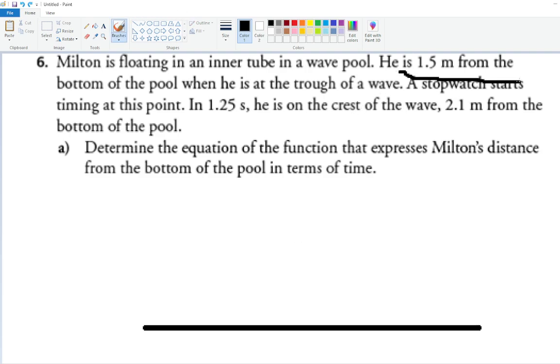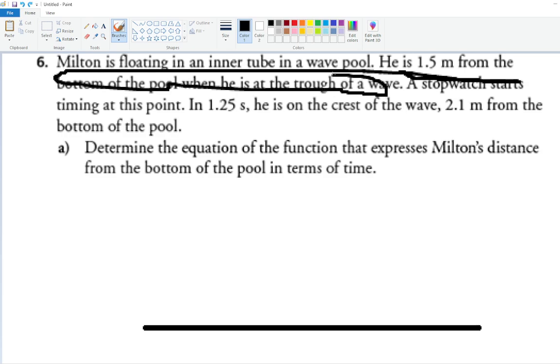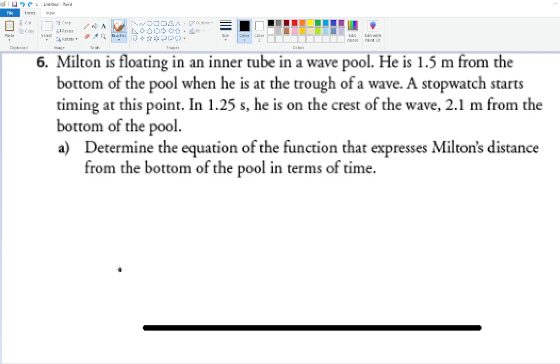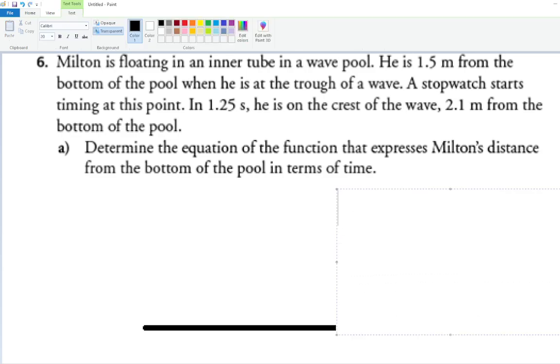He's at 1.5 meters from the bottom when he's at the trough. Now, they don't explain trough, but here's a wave. That's the crest. And the bottom part is called the trough. So trough is the min. Crest is the max. So just think of that. So they're telling us the min is equal to 1.5. And then he's at the top of the pool at 2.1. So now this is what they're telling us. The min is 1.5. The max is 2.1.